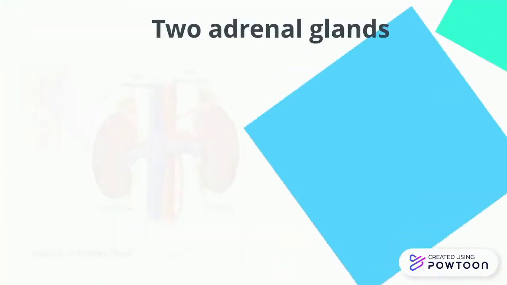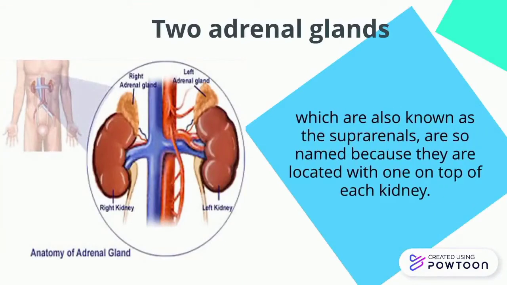7. Adrenal glands, which are also known as the suprarenals, are so named because they are located with one on top of each kidney. Each of these glands consists of an outer portion, known as the adrenal cortex, and the middle portion, which is the adrenal medulla.